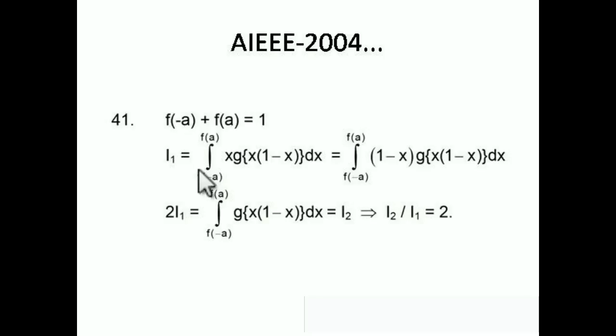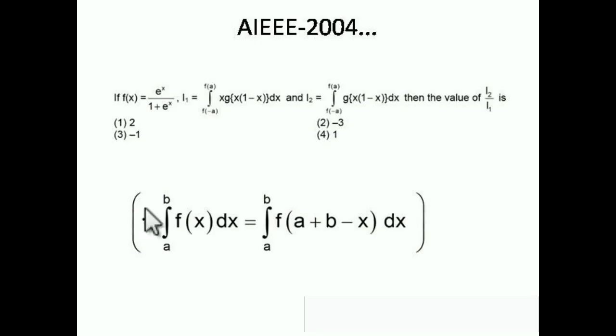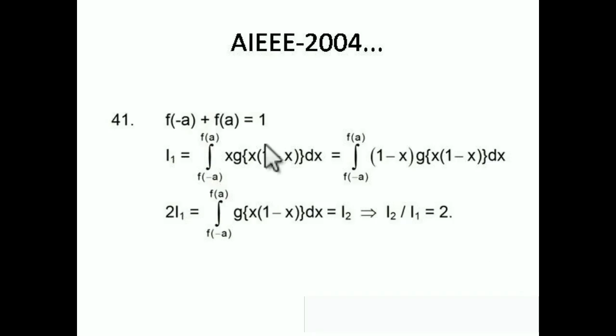Why do I do this? Because I know the formula: upper plus lower minus x. So it becomes f(a) plus f(-a), which becomes 1, minus x. So in the place of x, I just write 1 minus x. In g of x(1 - x), in the place of x I write 1 minus x, here also 1 minus x, so it becomes x into 1 minus x. This doesn't change, because if I write 1 minus x here, this thing is not going to be changed.